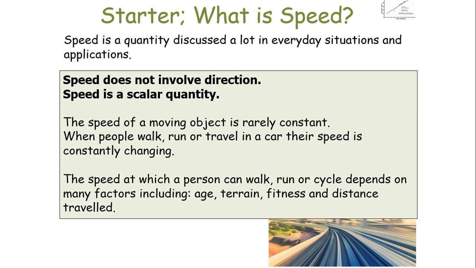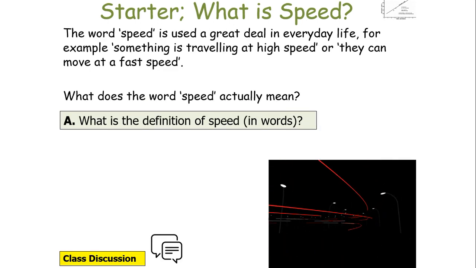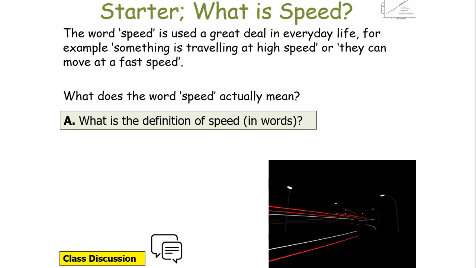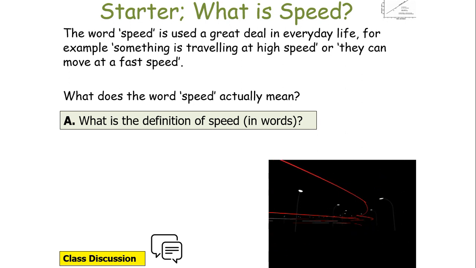And when you're walking or cycling or running, there are many factors that can affect the speed at which you go, including your age, the terrain you are exercising on, your natural level of fitness, and the distance you have travelled. So what do we mean by the word speed? What's our definition of speed in words?